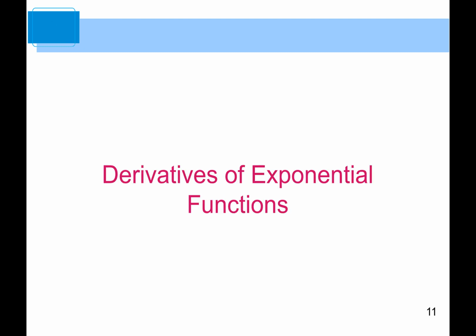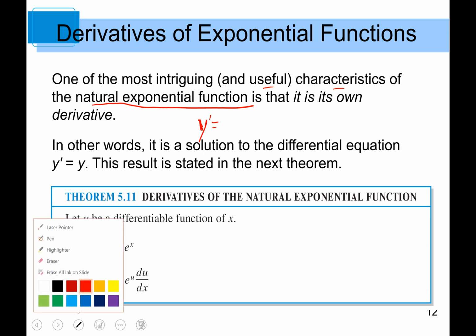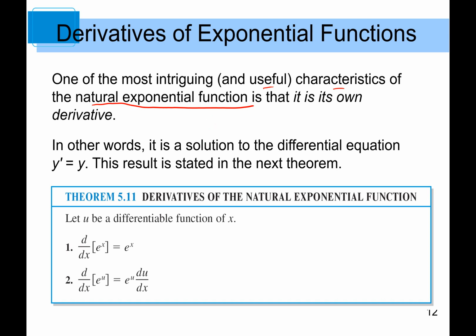And next thing, let's take a look at the derivative of the exponential function. The derivative of the exponential function base e is itself. So the most useful characteristic of the natural exponential function is that its derivative is itself, right? Putting it another way, y prime, the derivative of y, equal to itself, equal to y.